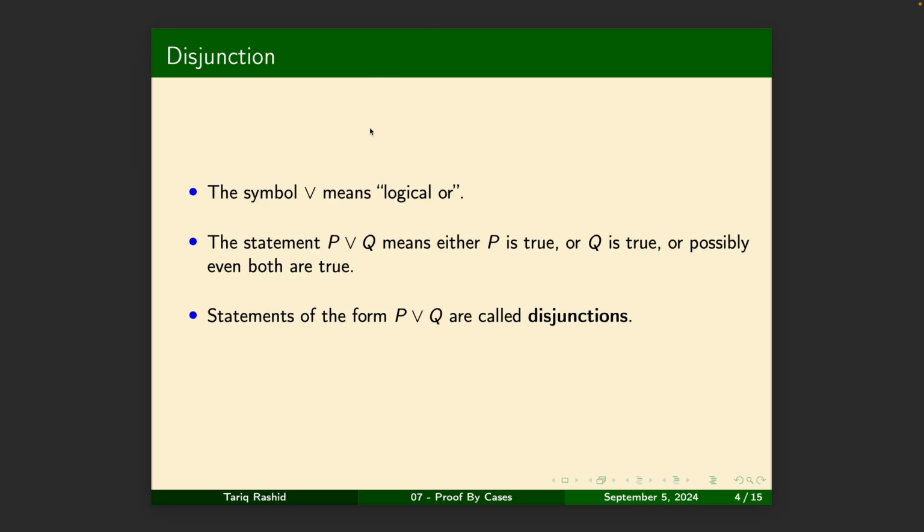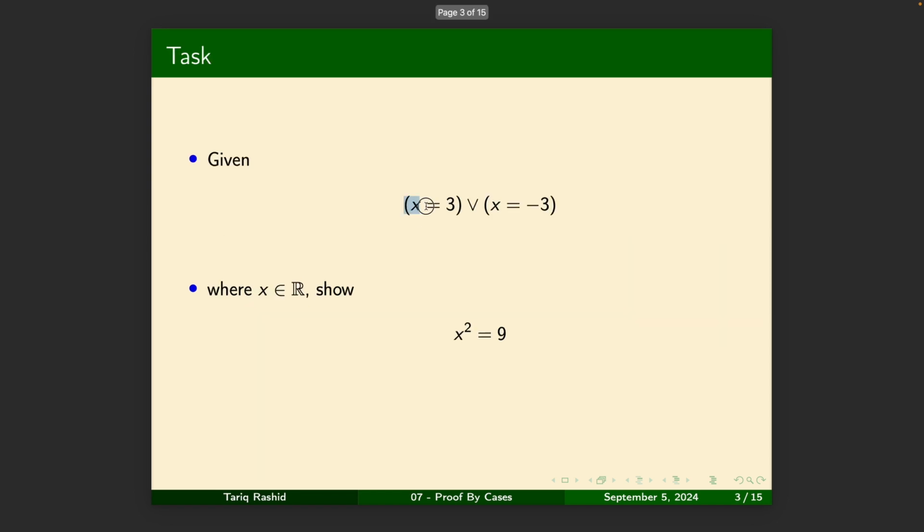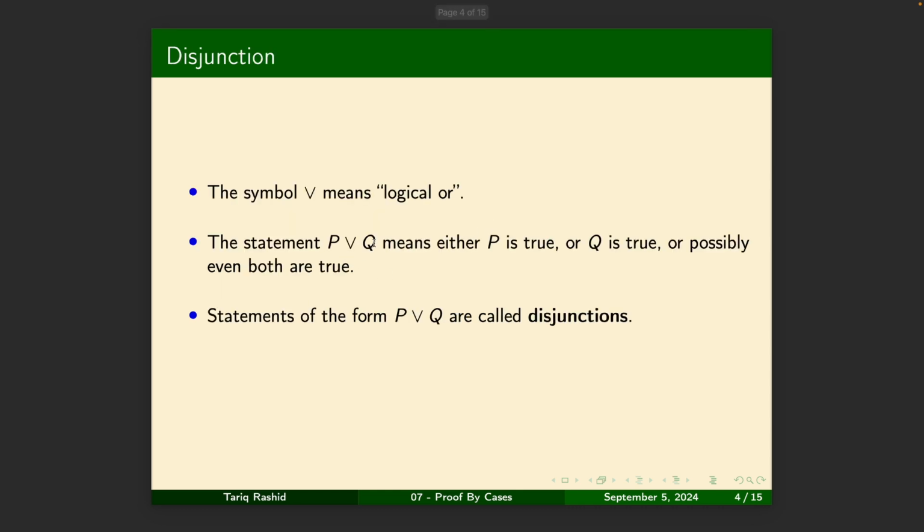So this is the slides which I'll put online, so you can read them in your own time. That symbol means logical or, and the statement P or Q, in our case x equals 3 or x is minus 3, means either P is true or Q is true, or possibly even both. Those kinds of statements are called disjunctions. That's just a fancy way of saying or: A or B, P or Q.